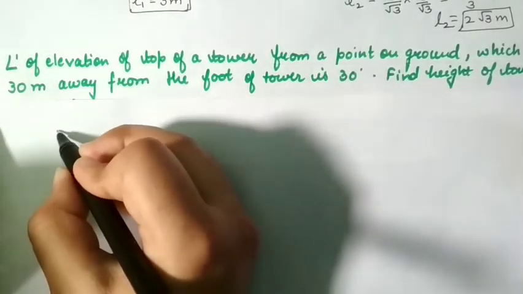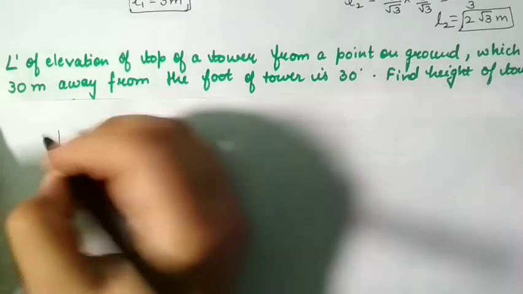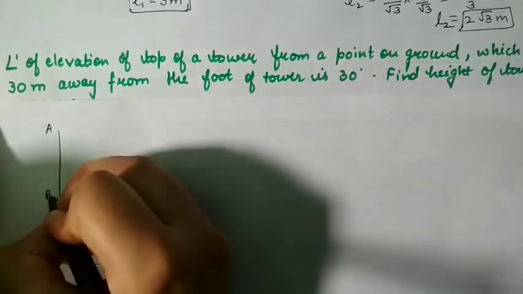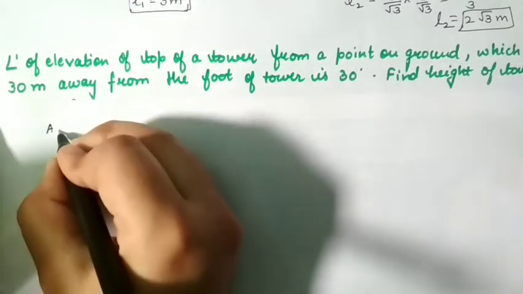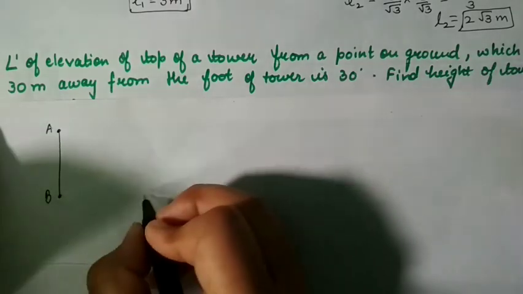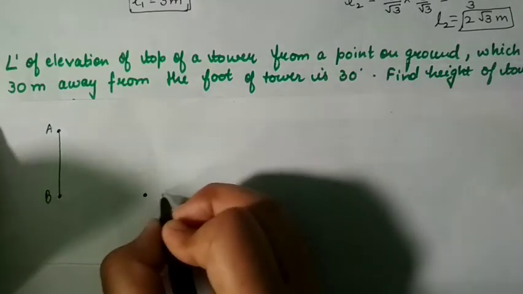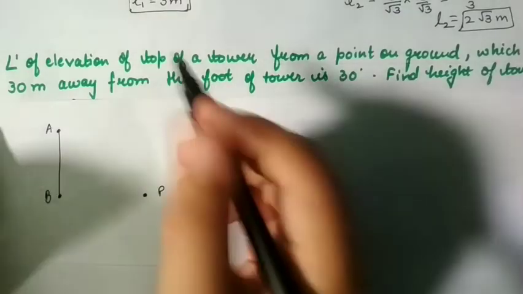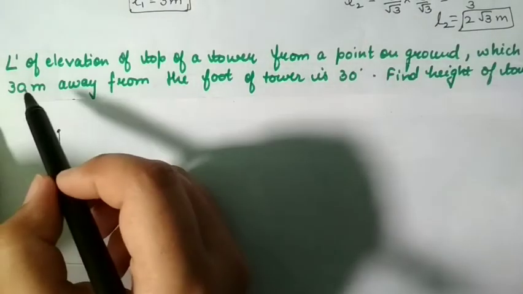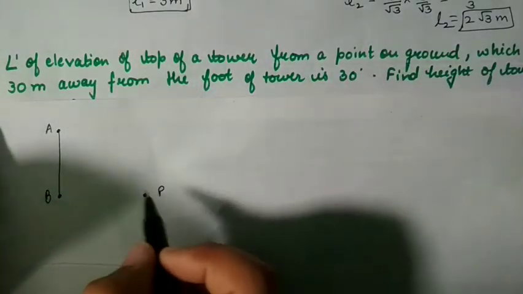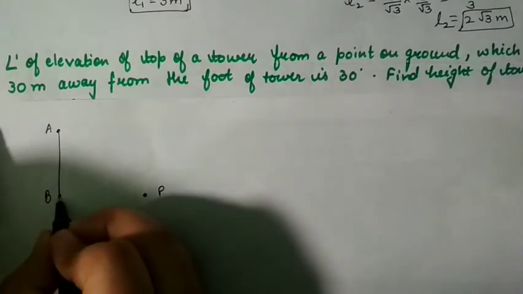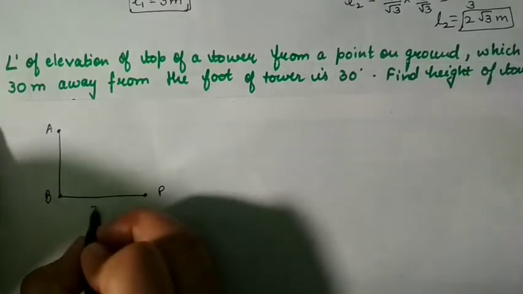There is a tower, let it be AB, and a point on the ground, let it be P. So it is given that the foot of the tower is 30 meters away from the point on the ground. It means BP is given to be 30 meters.